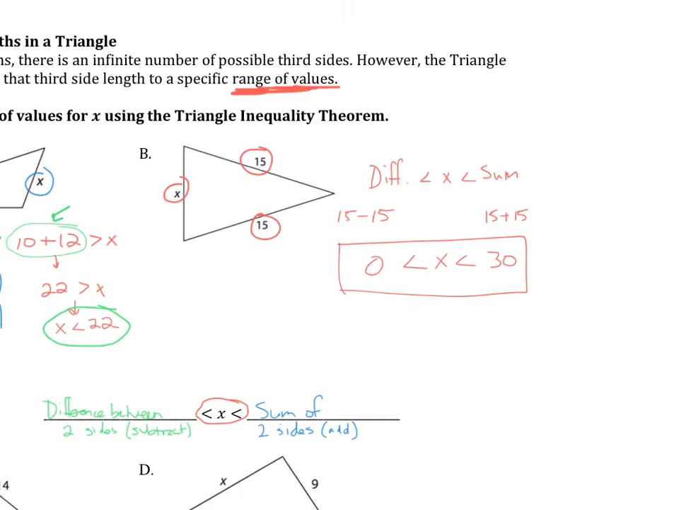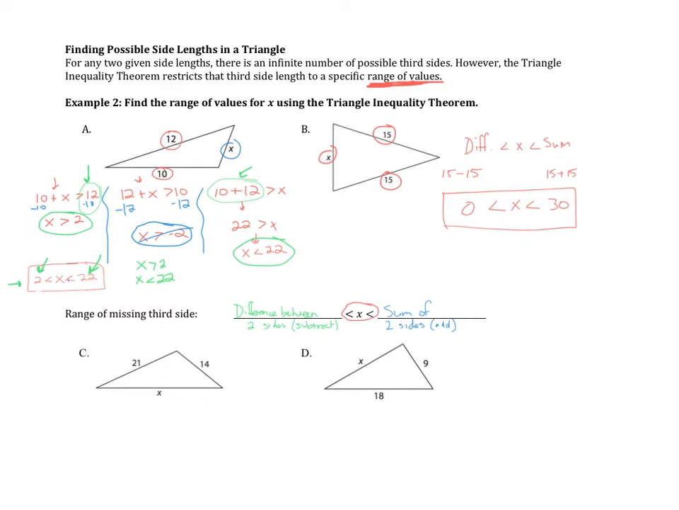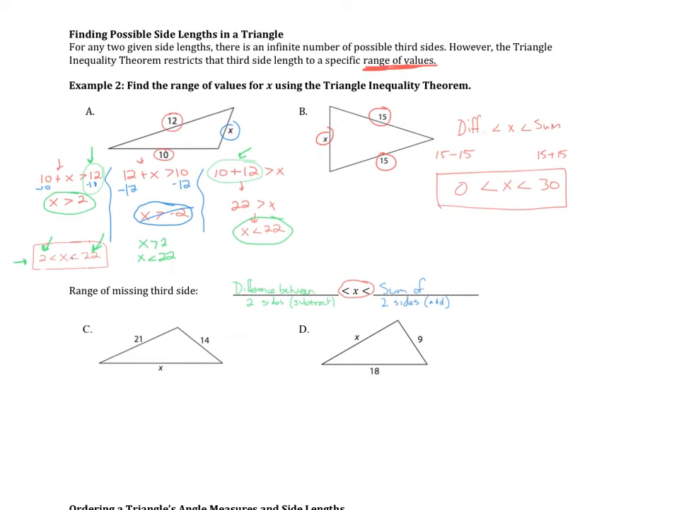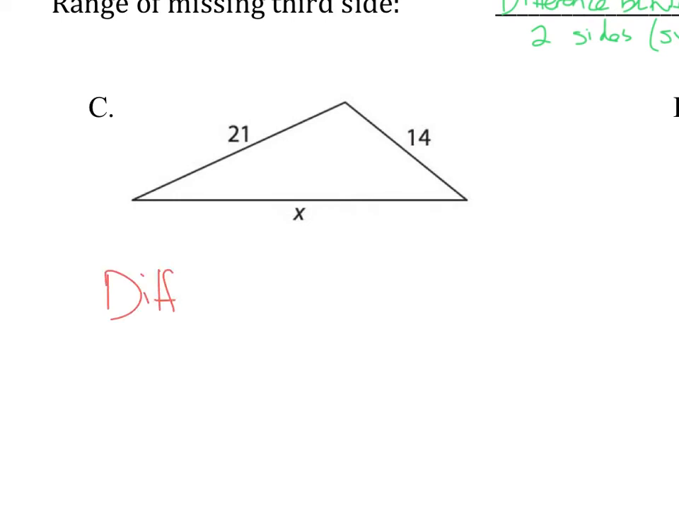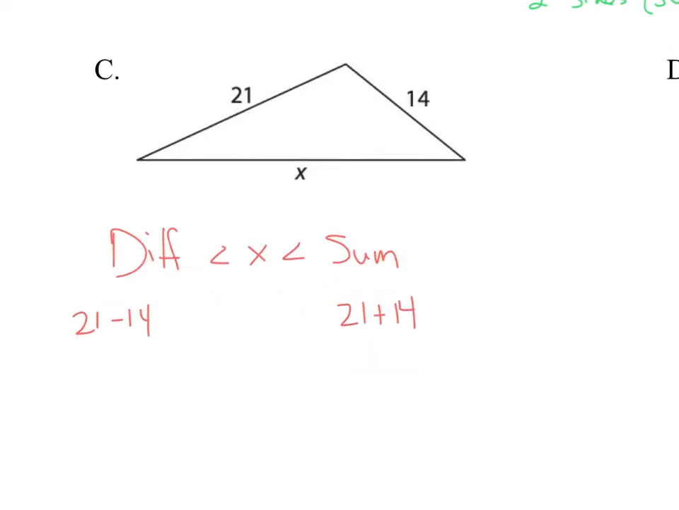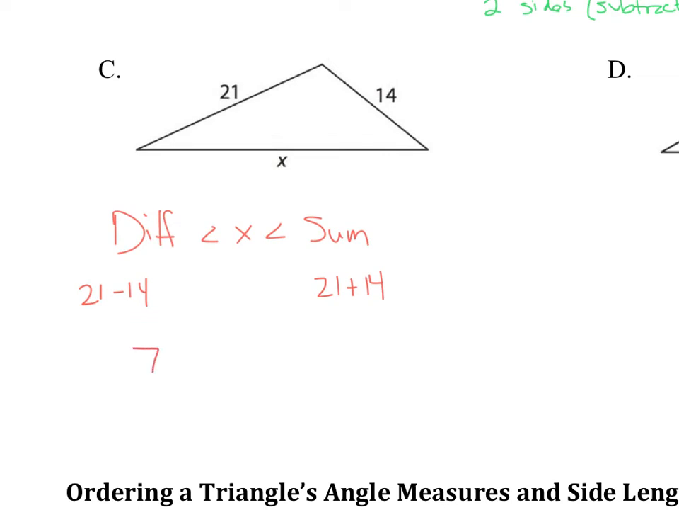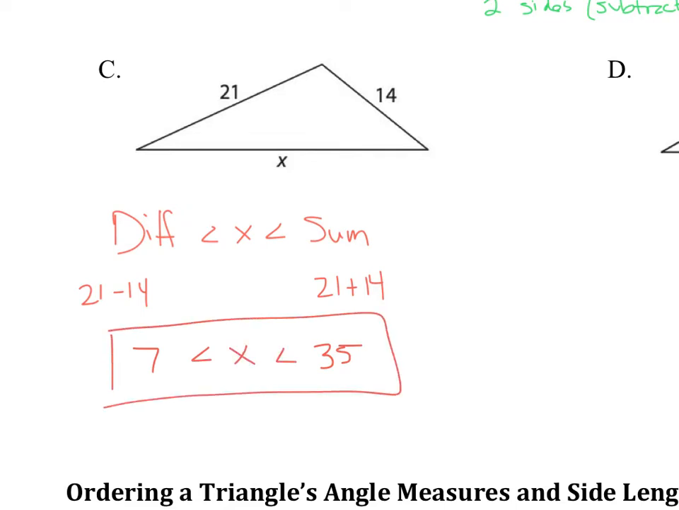Okay, it's that simple. So go ahead and pause the video here and try C and D and see if you can come up with the correct answer. So letter C, again using our triangle inequality, the difference has to be less than x, which has to be less than our sum. So 21 minus 14, 21 plus 14. On the left, 21 minus 14 is 7. 21 plus 14 is 35. And there's our answer. 7 is less than x, which is less than 35.